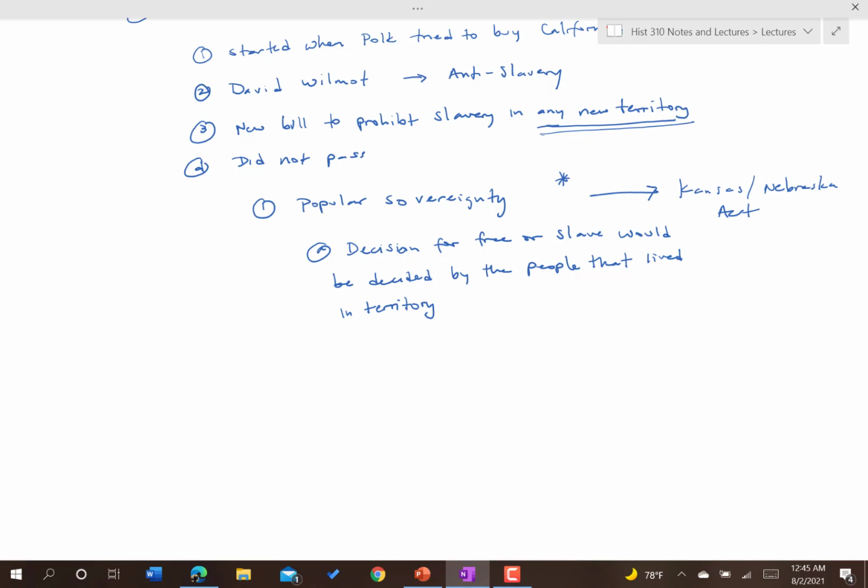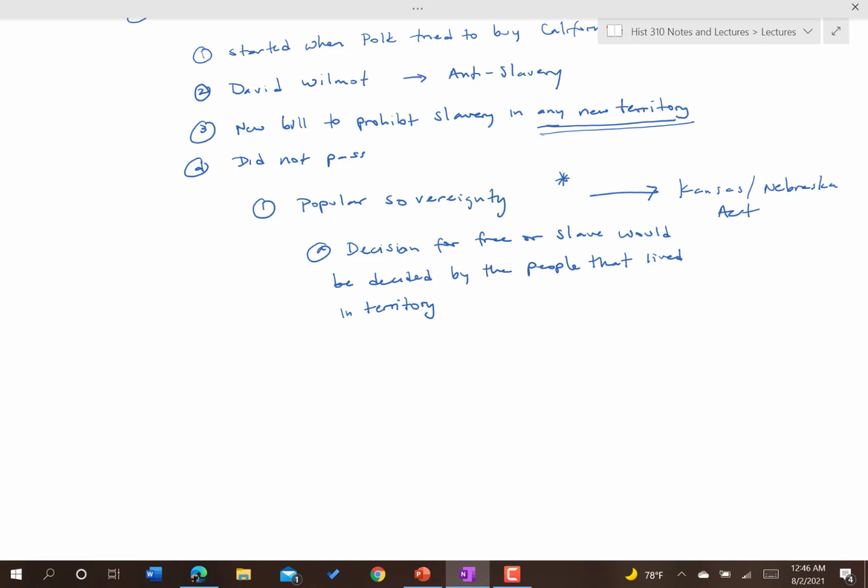The people that lived in those areas would vote to decide, first as a territory and then as a state, though usually by the time it came as a state, it would be decided. The idea was that if it was accepted as a territory, you would then vote for a government and then you would vote whether it was going to be free or slave, right?